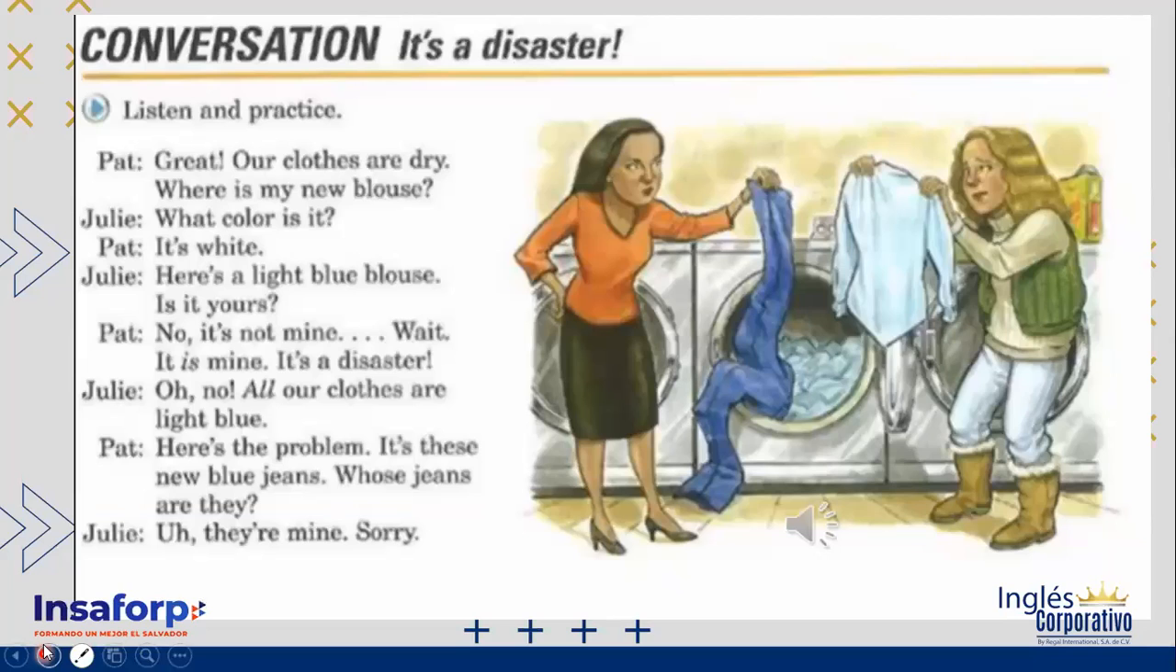Okay. ¿Qué prenda arruinó a todas las demás? Les cambió el color. Blue jeans. The blue jeans. It was the problem, right? What color was the blouse? ¿De qué color era la blusa? It's white. Okay, it was white. Now it is like blue. Ahora es celeste. Le quedó bonita, ¿verdad? No problem.